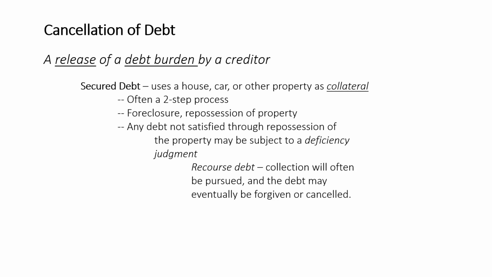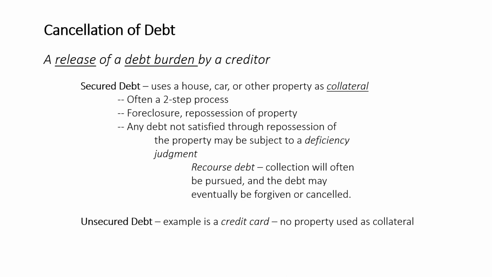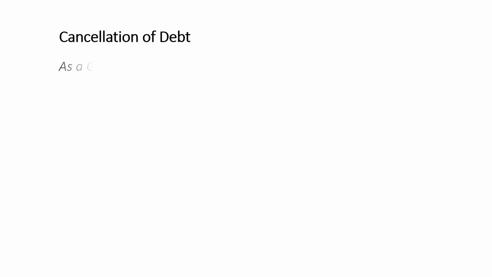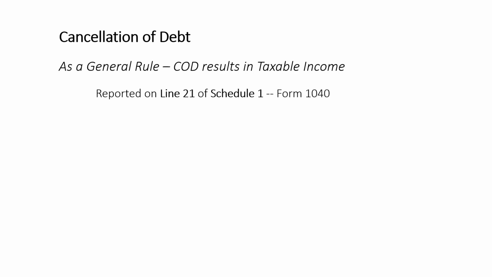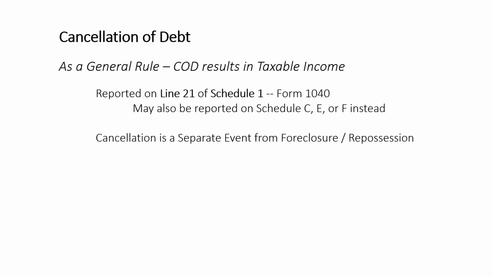In the case of recourse debt, the collection will often be pursued, and the debt may eventually be forgiven or canceled. In the case of unsecured debt, an example is a credit card, then no property is used as collateral. As a general rule, cancellation of debt results in taxable income to the taxpayer. It's reported on line 21 of Schedule 1, Form 1040. It may also be reported on Schedule C, E, or F instead. And cancellation is a separate event from foreclosure or repossession.